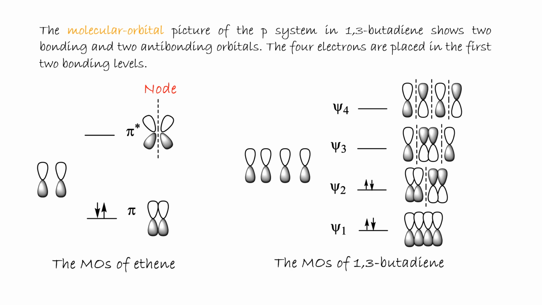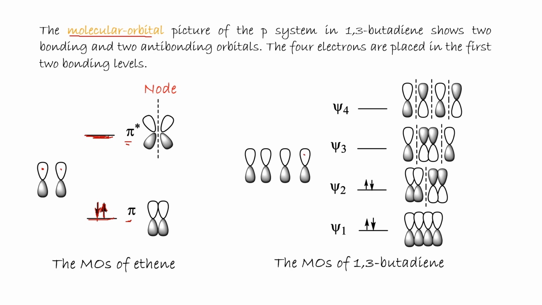Looking at the molecular orbitals, if we have two electrons in p orbitals adjacent to one another, they can form two molecular orbitals, pi and pi star. The two electrons, of course, occupy the pi orbital, and the pi star will be empty.